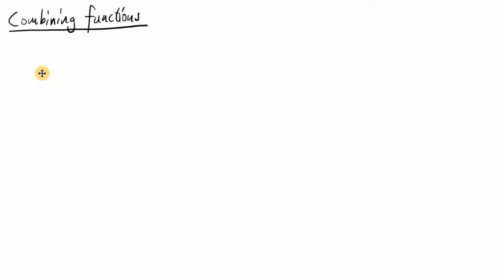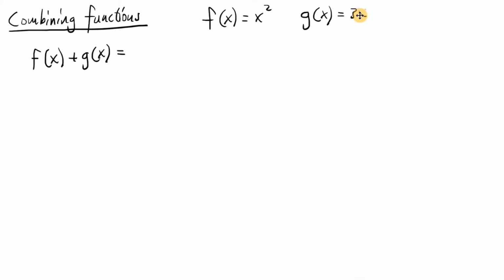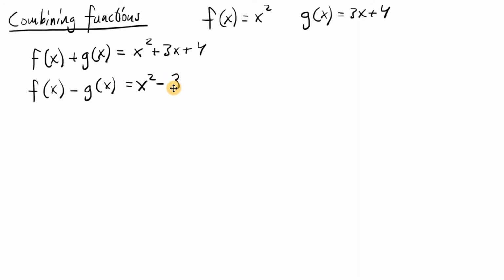If you have functions, you can combine functions to make new functions. For example, if you have a function f of x, then you can add another function g of x, and you get another function. For example, let's say that f of x is equal to x squared, and g of x is equal to 3x plus 4. Then the sum of these will be x squared plus 3x plus 4. Or you can take the difference. In this case you will have x squared minus 3x minus 4.